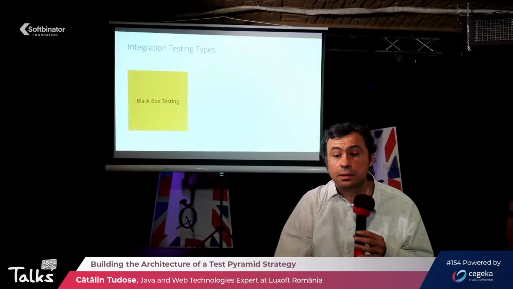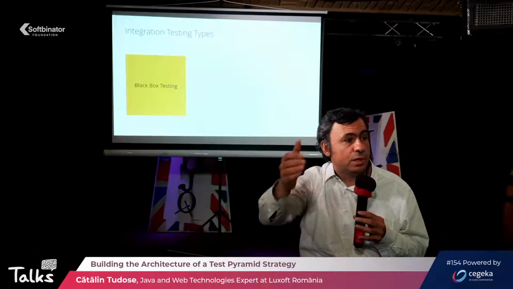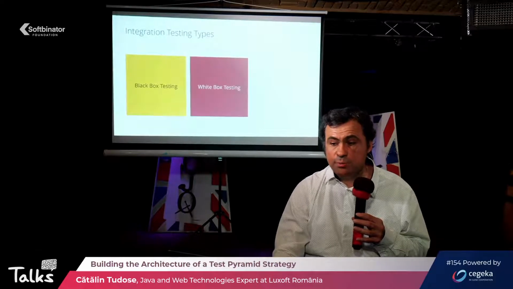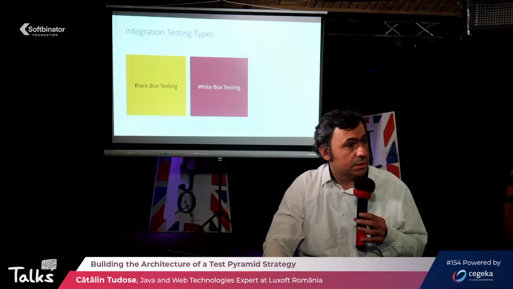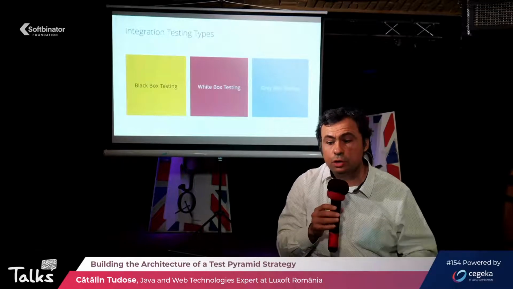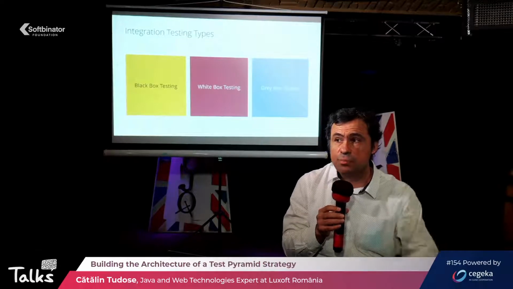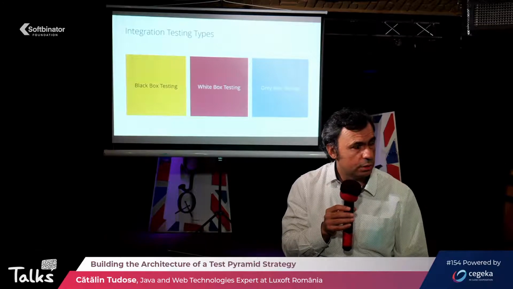And to talk about integration testing types, black box testing is that type when you just care about what's input and what's output. You don't know anything about what's inside. White box testing means that you see all the internals and you care about them. In most cases, you are going to use some mixed type of testing here. Gray box testing, you care about some of the internals, but not about all of them.